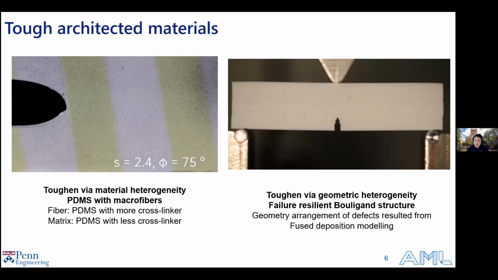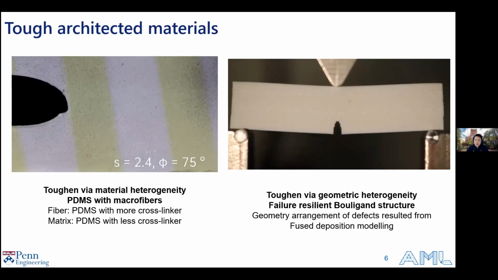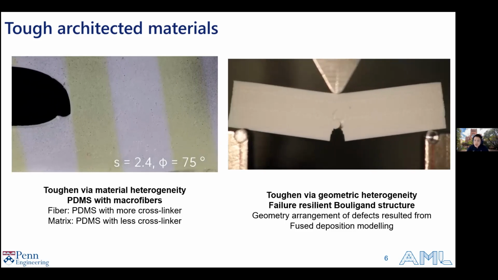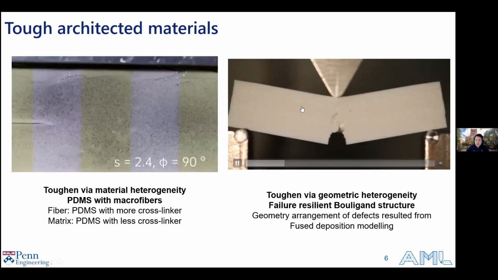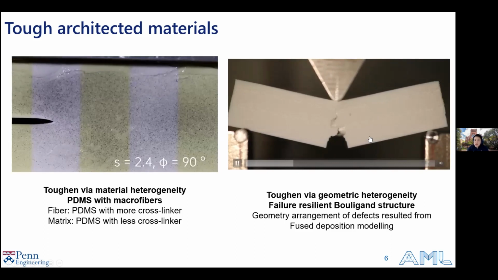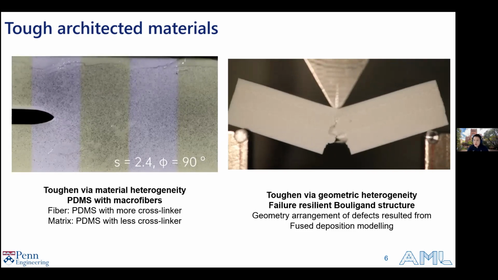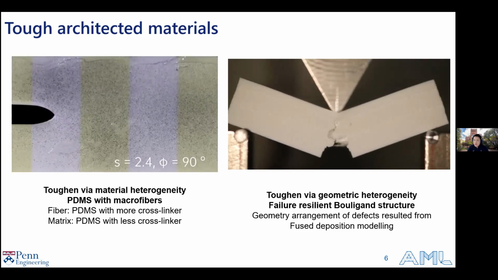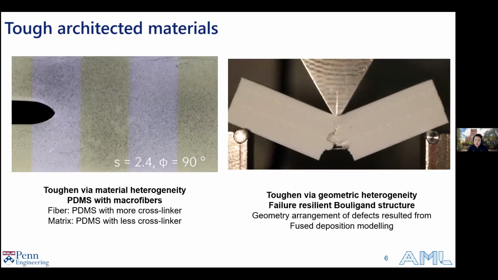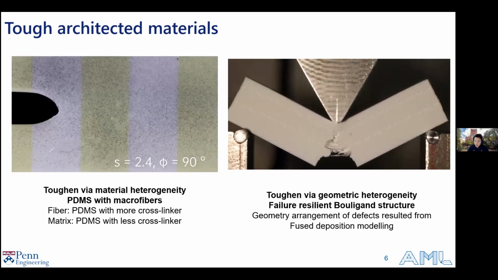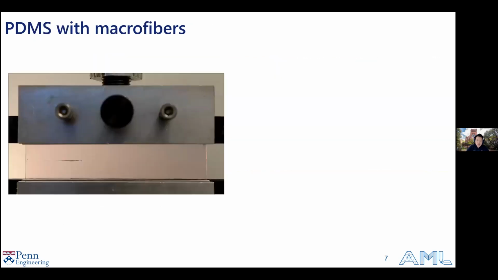For the second example, I will show we can also create tough materials by utilizing geometric heterogeneity. In the video shown here, there are no multiple material interfaces. The toughness is generated through a geometric arrangement of defects that results from a 3D printing process called diffuse deposition modeling.